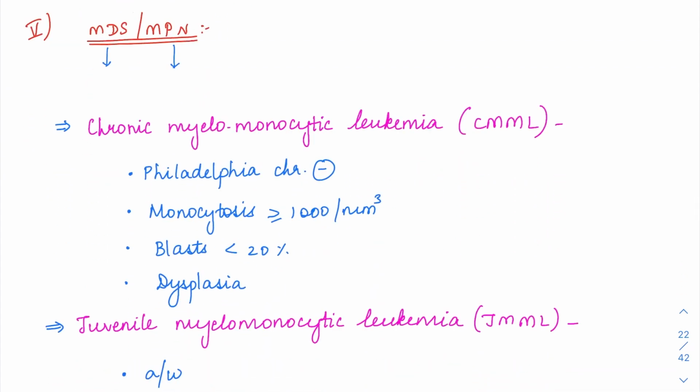So now we have seen about MDS. Let's move on to MDS/MPN. So this is a specific category of diseases wherein both dysplasia and proliferative features are going to combine. So in MDS, it was dysplasia. In MPN, it was proliferation. So it is going to combine both dysplasia and proliferation in this category.